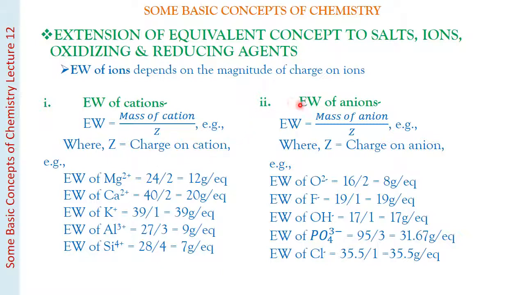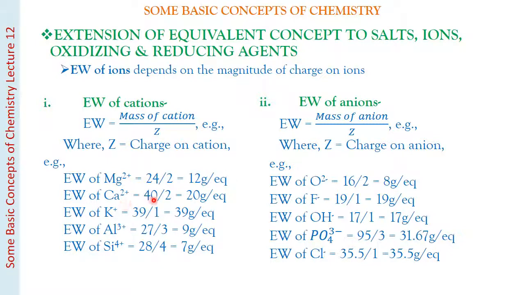Right, and for the anions it is going to be mass of the anion divided by the Z factor, where Z is charge on the anion. So examples, we have equivalent weight of magnesium plus 2. So this is going to be molecular mass 24 of magnesium divided by the Z factor, which is the charge on magnesium, which is 2. So 24 divided by 2, we get 12 grams per equivalent.